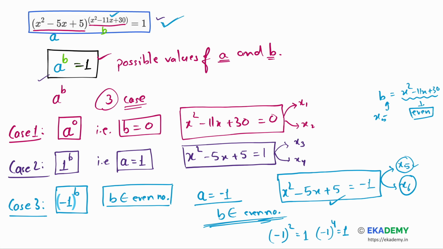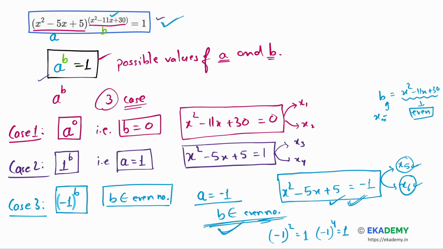Remember, we intend to find the solutions of the mega quadratic equation, not just this quadratic equation, right. Of course, x5 and x6 will always be the solution of this equation, but this is just a part of the mega quadratic equation. So, for x5 and x6 to be the solution of the mega quadratic equation, they need to satisfy this criteria of b being even. I hope I am clear now.